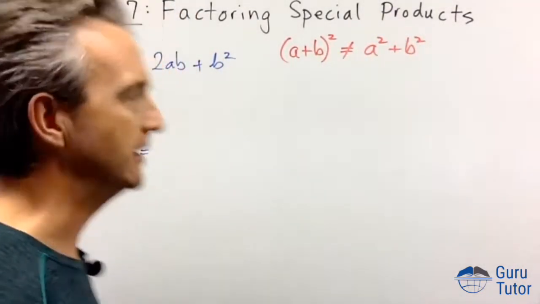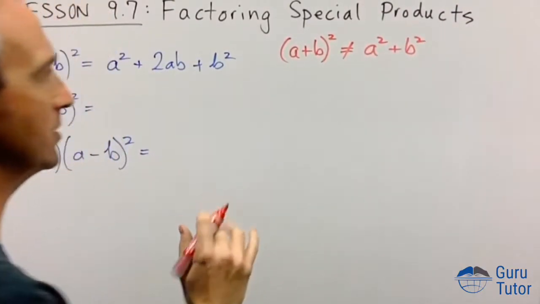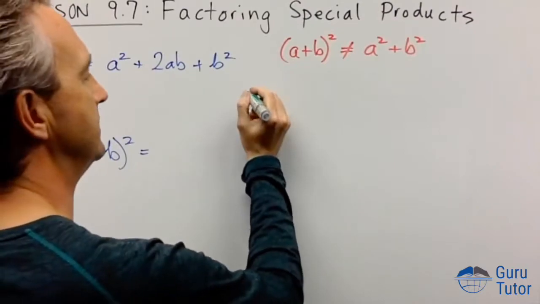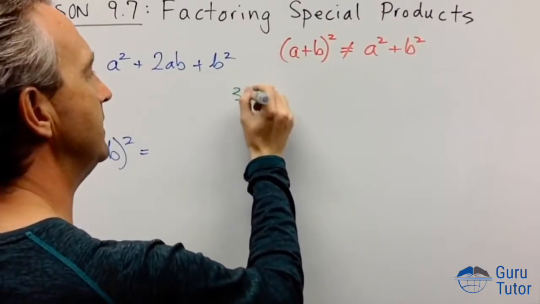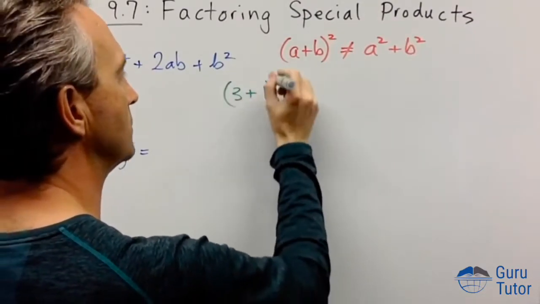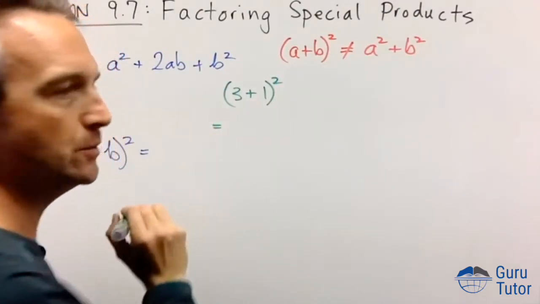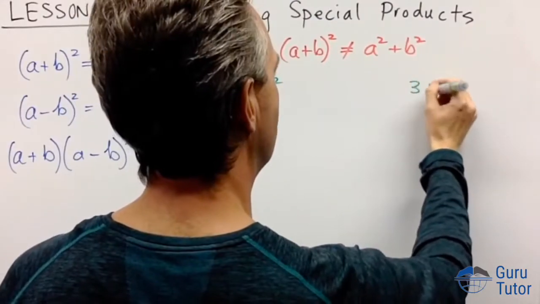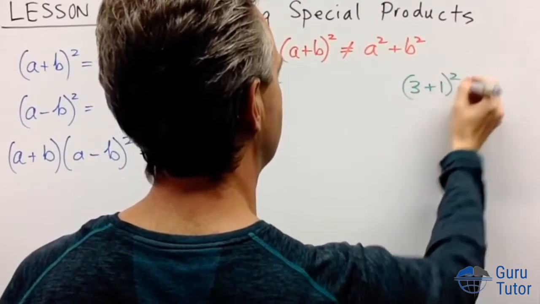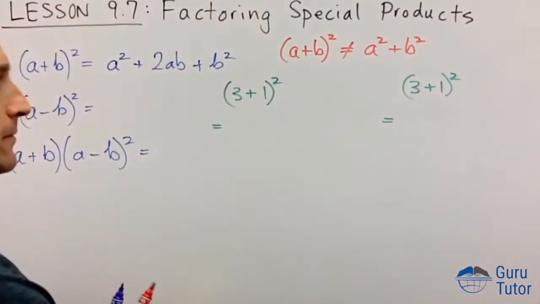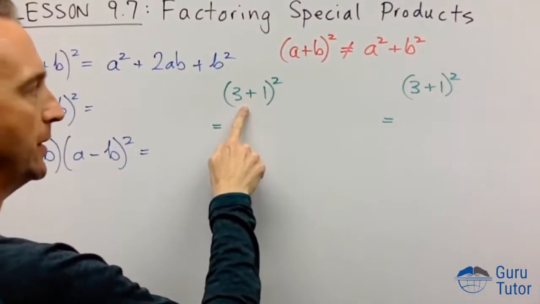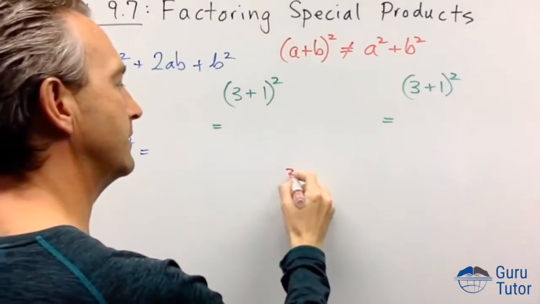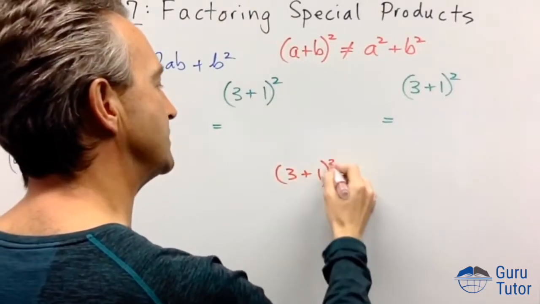Would you like me to demonstrate that? I might just demonstrate it because I don't think I got around to doing it last time. Let's say I want to do 3 plus 1 all squared. What is it equal to? I'm going to do it two ways, and I want you to tell me which way is the right way and which way is the wrong way. Let's just figure out what the right answer is first.